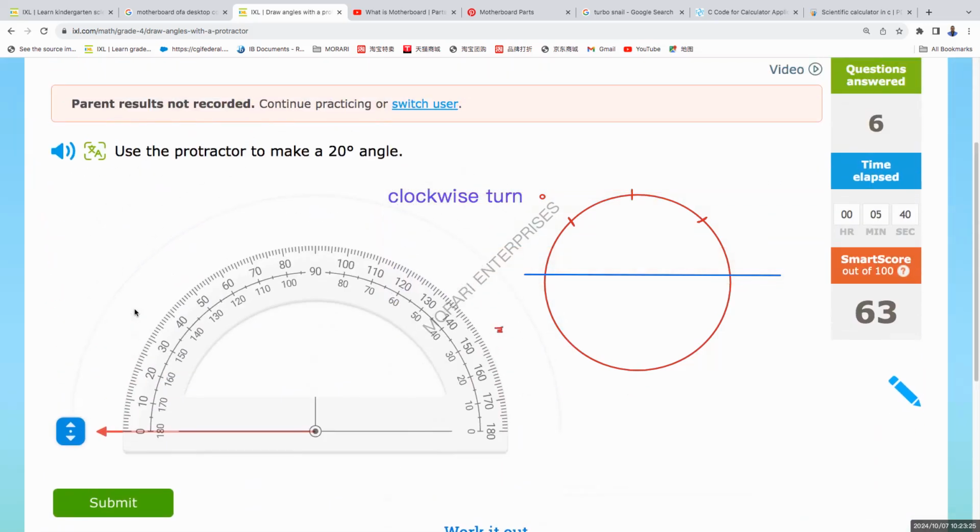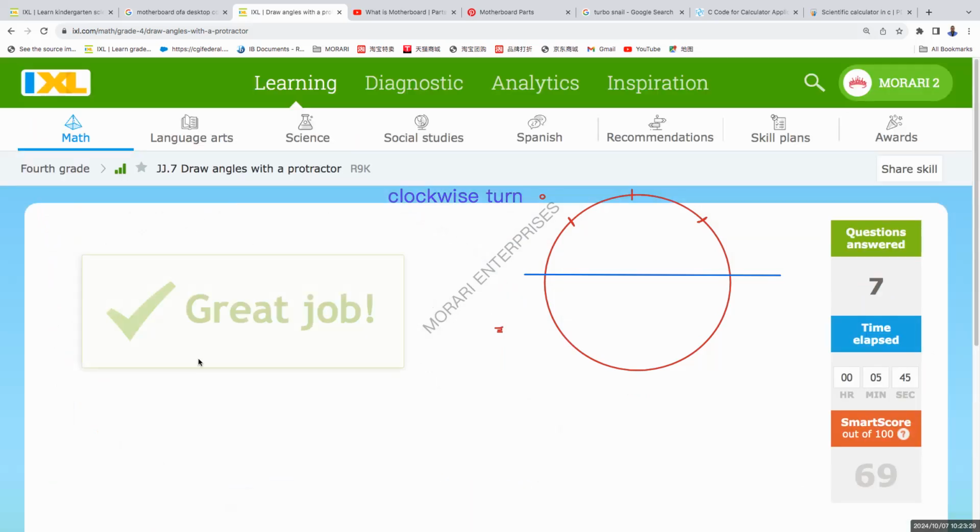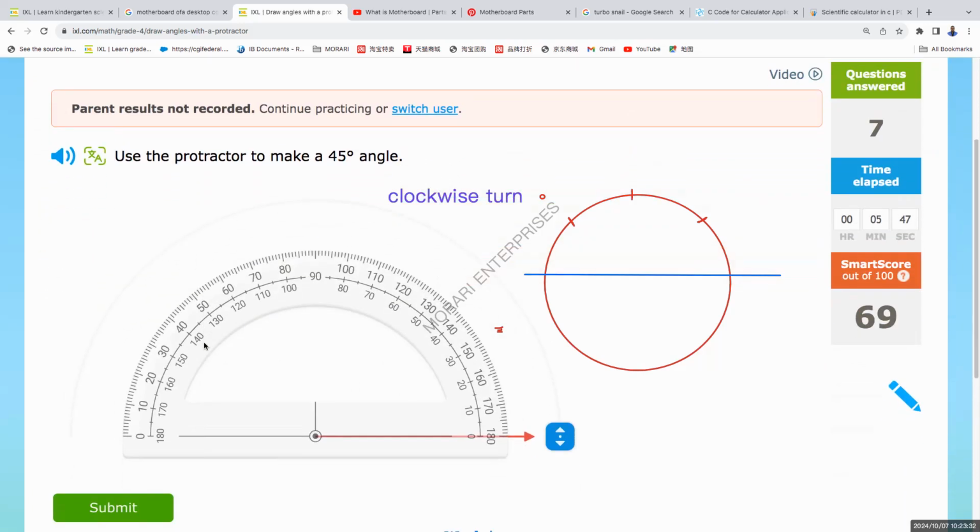This one is still a clockwise turn, 20 degrees. Use the outside one. And this one, what direction is this one? Make 45 degrees. Yeah, but is it clockwise? No, it's anti-clockwise. We call that one an anti-clockwise turn. So see that we have names for that.